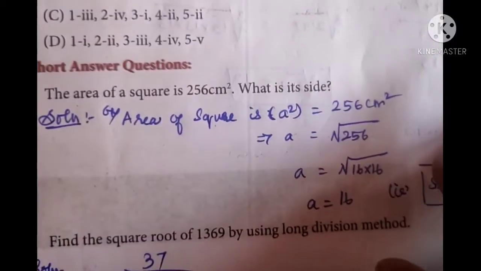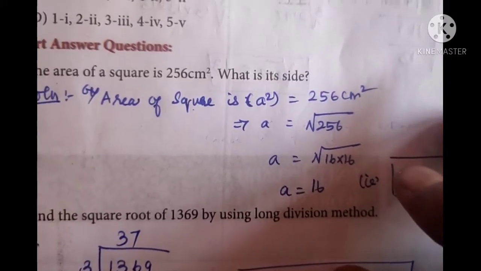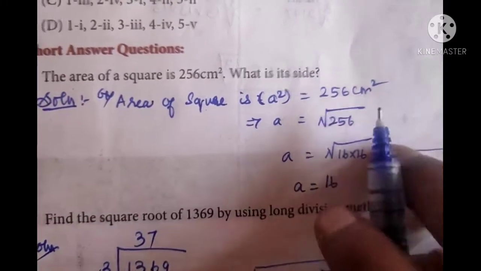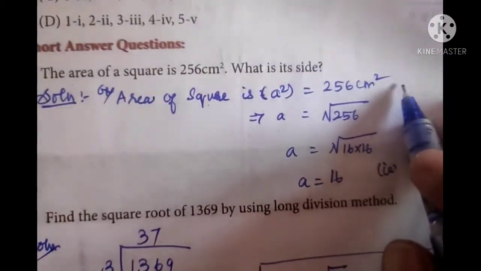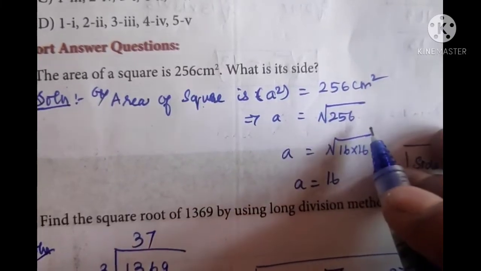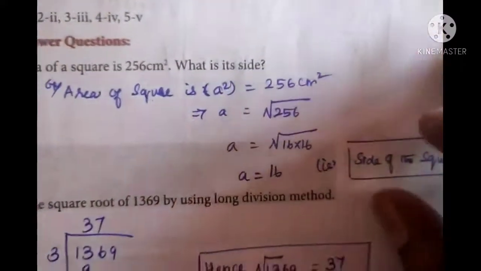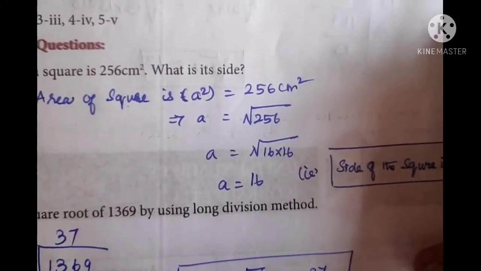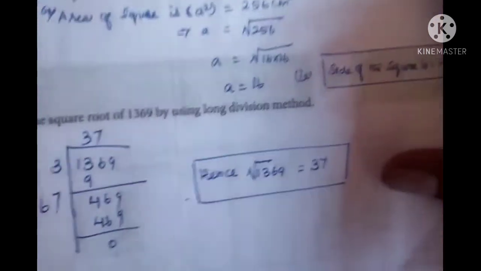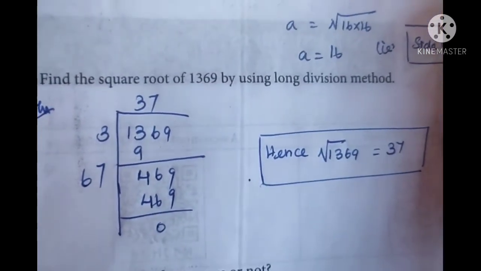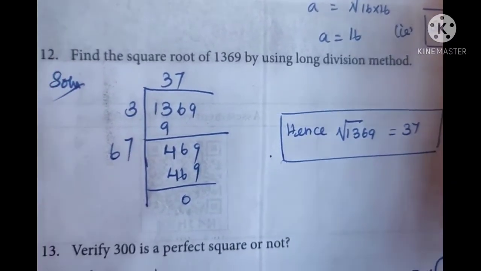The area of the square is 256 centimeter square. What is its side? Given area of square, that is a square equal to 256, then a equals root of 256, that is a equals 16 into 16, a equals 16. Therefore the side of the square is 16. Find the square root of 1369 by using the long division method.